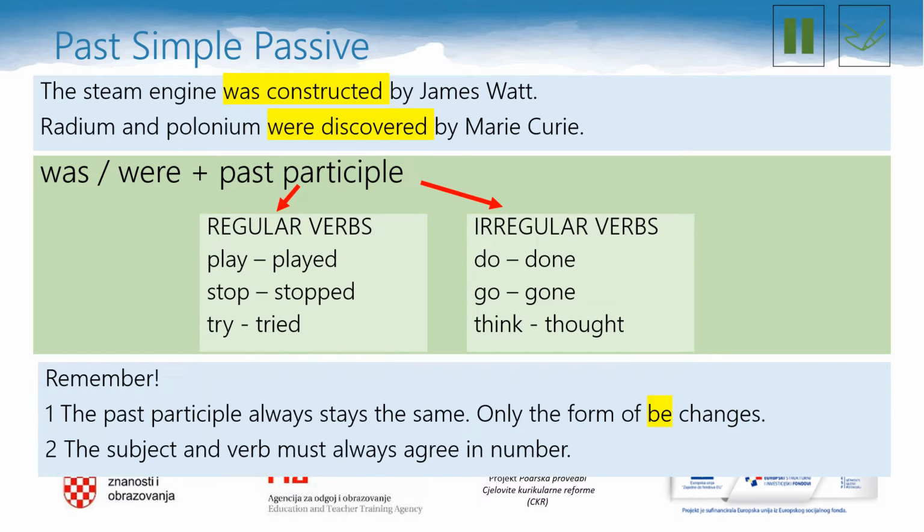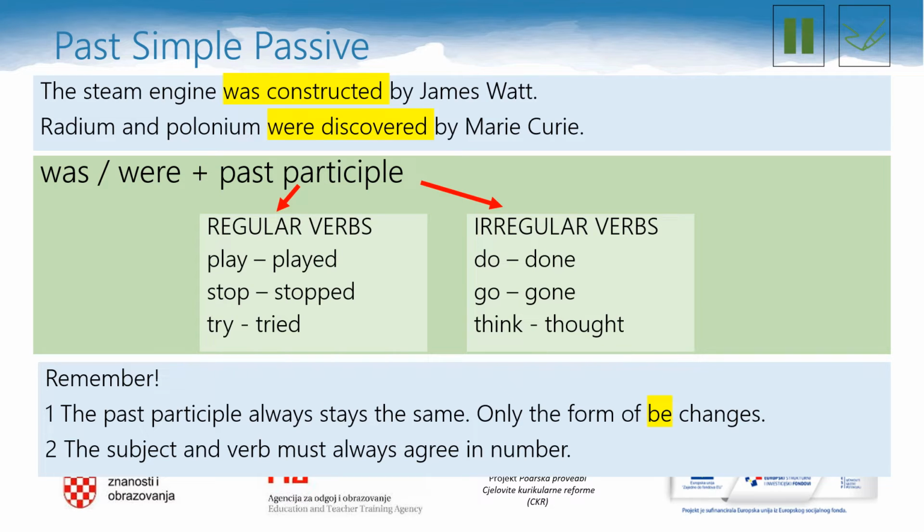Let's take a look at these two sentences. The steam engine was constructed by James Watt. Radium and polonium were discovered by Marie Curie. Both of these sentences are in the past simple passive voice. We often use passive sentences when we don't need to mention the person or thing doing the action, and when it is not important who or what the subject is.